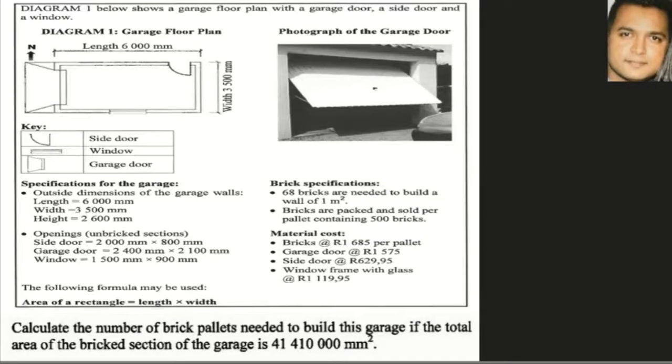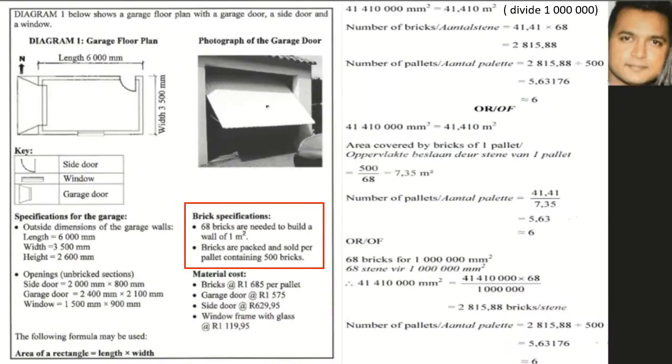Calculate the number of brick pallets needed to build this garage if the total area of the bricked section of the garage is 41,410,000 millimeter squared. So the information we're going to be using is in the red box indicated there. It's all the details with regards to the bricks and the specifications.